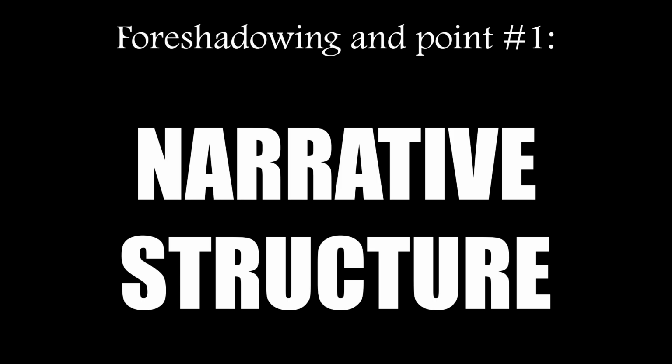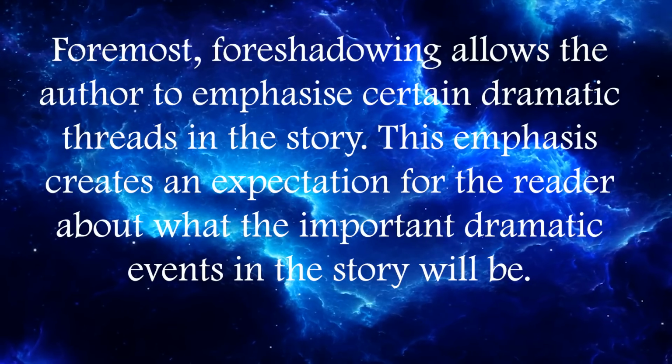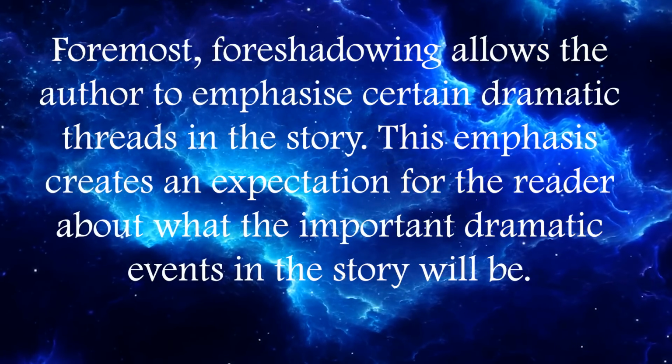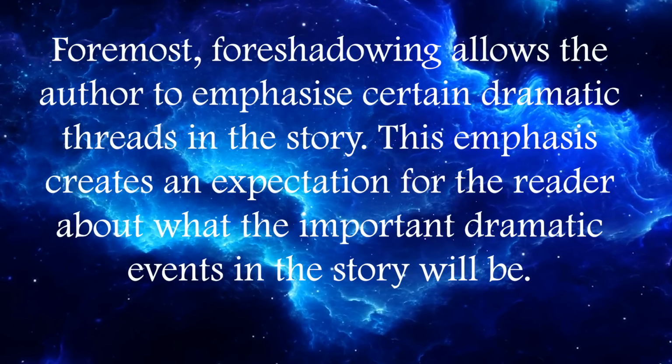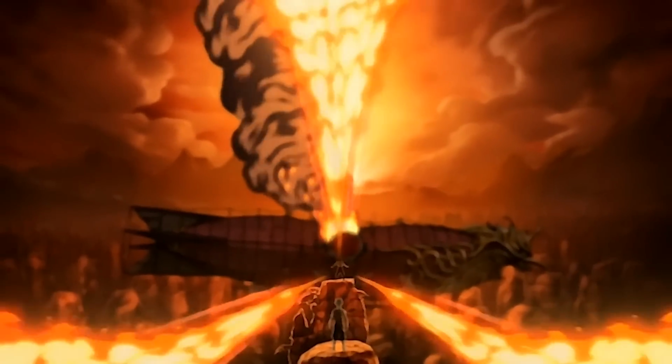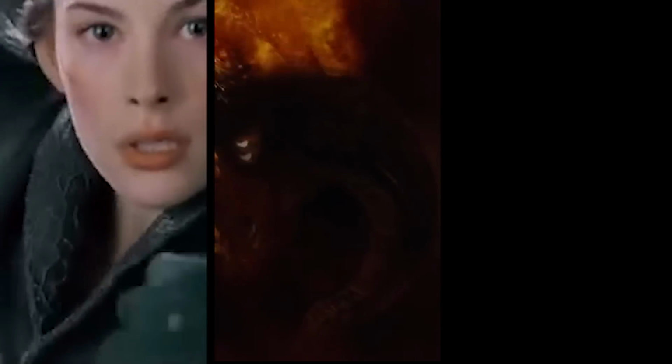Firstly, narrative structure. Foremost, foreshadowing allows the author to emphasize certain dramatic threads in the story, and this emphasis creates an expectation for the reader about what the important dramatic events in the story will be, whether they're a divorce, a murder, or a nuclear war. Now, these dramatic moments typically happen at the end of the first, second, or third act.